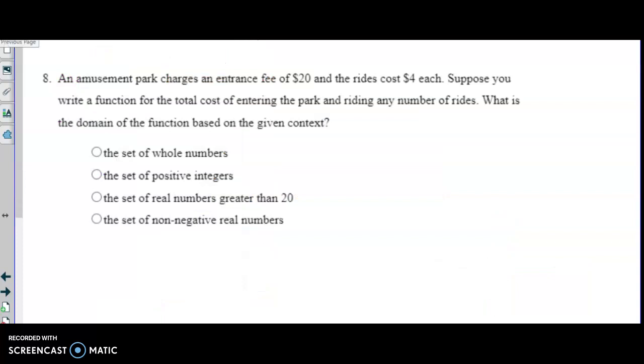An amusement park charges an entrance fee of $20 and the rides cost $4 each. Suppose you write a function for the total cost of entering the park and riding any number of rides. What is the domain of the function based on the given context? Okay, so first let's write our function. It's $20 plus $4 per ride. I'm going to let this be a letter X. Even though it's ride, I'm not going to let it be the letter R because that kind of just bothers me. So $4 per ride plus $20 to enter. This is going to be the function.